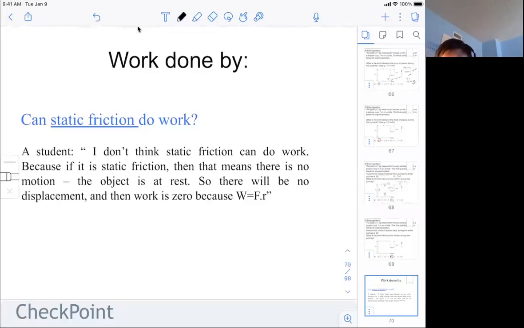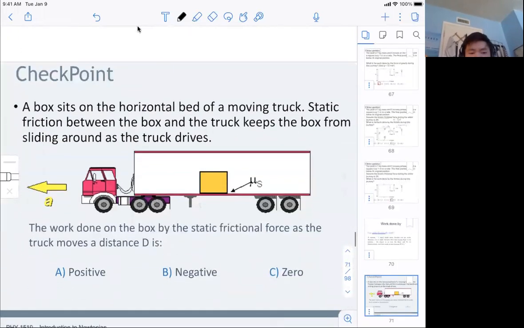Think about whether you agree or disagree with the student. He or she is correct in the sense that static means there's no relative motion between the object and the surface the object is at, but that doesn't mean the object is at rest. So I'm going to show you an example, which is a checkpoint question you have already done. In this case, you have a truck that is accelerating to the left, and you can see you have this box sitting on the bed inside the truck, right? It is accelerating together with the truck.